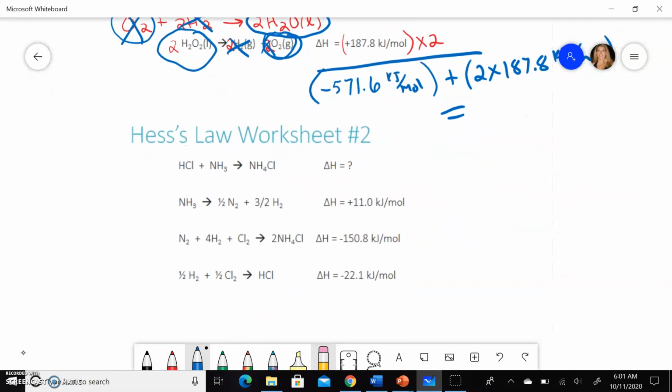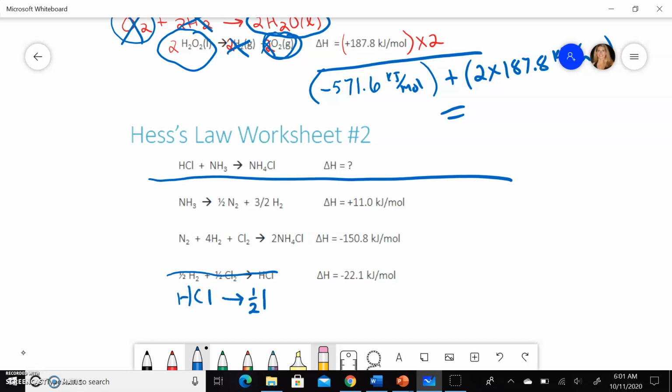Let's do one more just to make sure you got these. All right, here's our overall reaction. Let's start with the HCl. We need one HCl on the left. I only see it in one place. It's in the last reaction, but it's on the right. So let's rewrite this one. And don't forget to change the sign of the delta H, so this is going to become positive. All right, so HCl is now good.